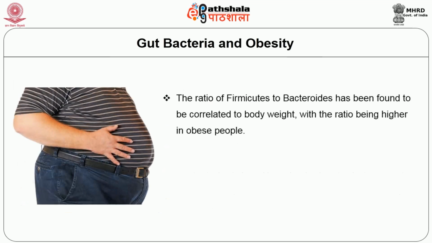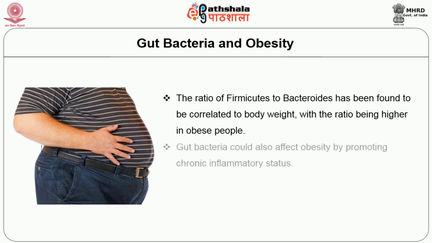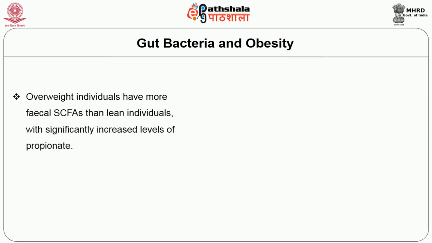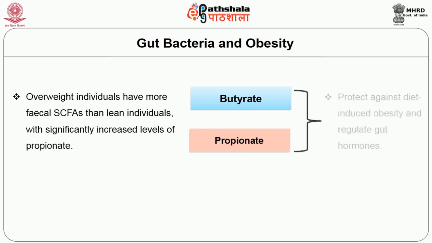The ratio of Firmicutes to Bacteroidetes has been found to be correlated to body weight, with the ratio being higher in obese people. Gut bacteria could also affect obesity by promoting chronic inflammatory status. Gut bacteria may affect obesity through regulation of the microbiota-brain-gut axis by its metabolites. Overweight individuals have more fecal short-chain fatty acids than lean individuals, with significantly increased levels of propionate. Butyrate and propionate were reported to protect against diet-induced obesity and regulate gut hormones.